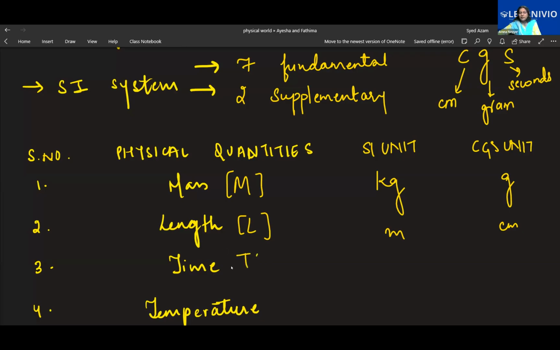Next, you have time. Time is represented by capital T, and it is in seconds in both of them. Time in your CGS and SI.